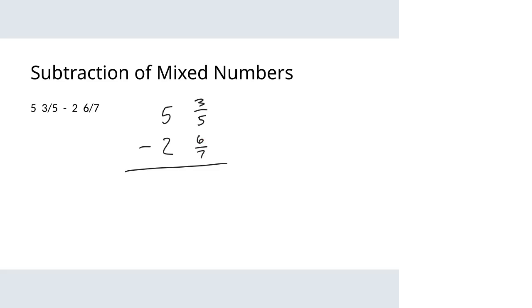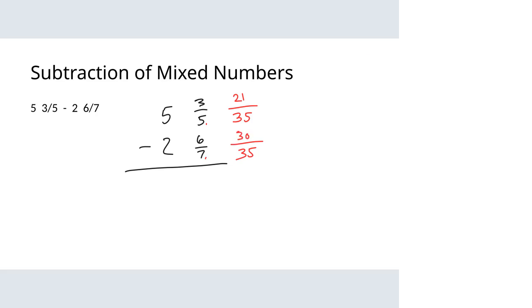You might think, well, we can subtract the whole number part and then go worry about the fractions. But honestly, we're going to do it the other way. We're going to start over here with these fractions, and there's a reason for that. If I want to subtract those, I need a common denominator. For 7 and 5, I'm going to use 35. If we multiply the denominator by 7, we multiply the numerator by 7. So 3 times 7 is 21. If we multiply the denominator by 5, we have to multiply the numerator by 5, and 6 times 5 is 30.